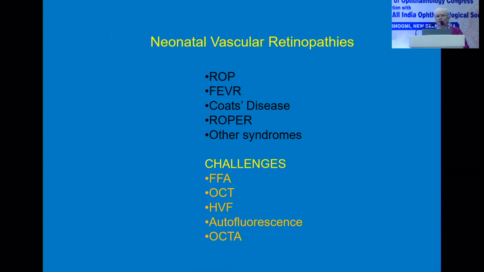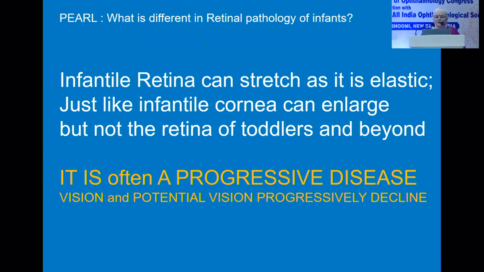So as far as the neonatal vascular retinopathies are concerned, we know about ROP, FEVR, which is a close mimicker, Coats disease, ROPER, which is a new entity where a preterm baby looks to have ROP but actually has a morphology which is more like FEVR, and then of course a lot of syndromes. The challenges are that unlike the adults, we don't have a lot of tools to evaluate the retinal vascular pathology in these babies. What is different in retinal vascular pathologies of infants is that the infantile retina can stretch as it is elastic, just like the infantile cornea can stretch, but it doesn't stretch beyond the toddler age.